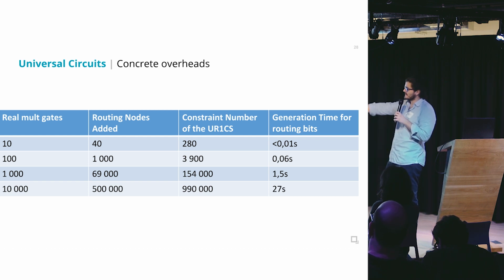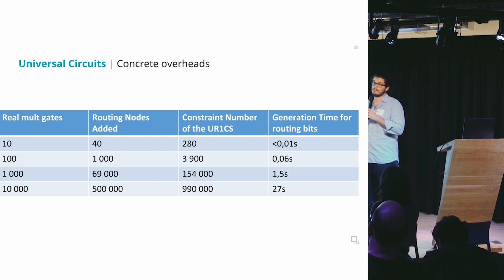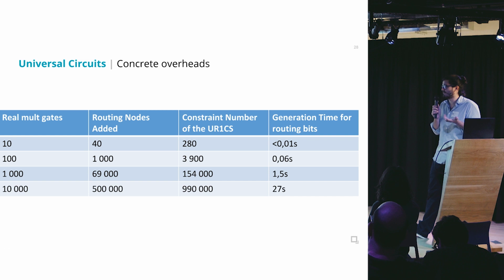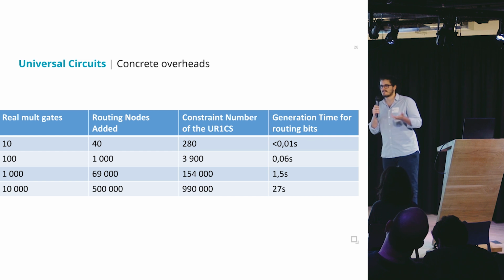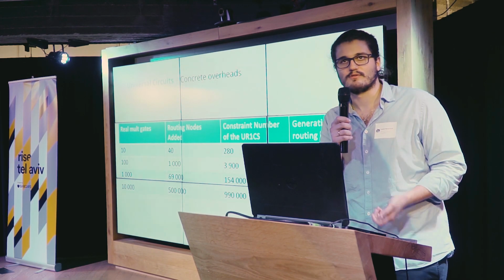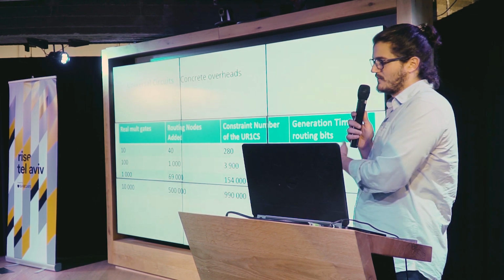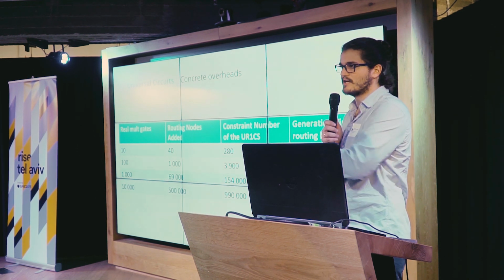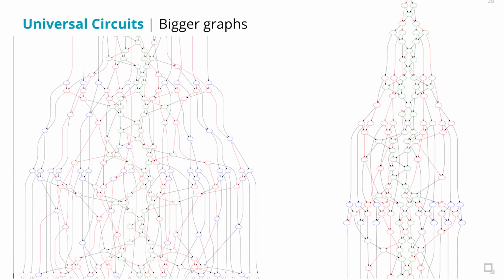And if we go all the way down, we see that for 10,000 constraints for a real circuit, you actually get almost 1 million constraints in the universal R1CS. This is a huge 100x increase, right? I mean, it's pretty big. And in general, it took about 27 seconds to generate these routing bits for different circuits. So of course, this is not ideal. This was also highlighted in previous works, not specifically around SNARKs, but in general, there is a known overhead. And graphs can get pretty big.